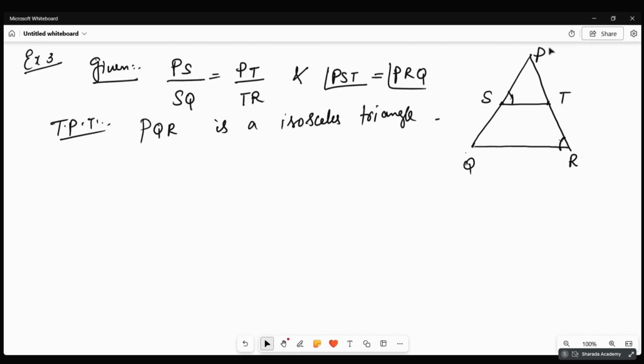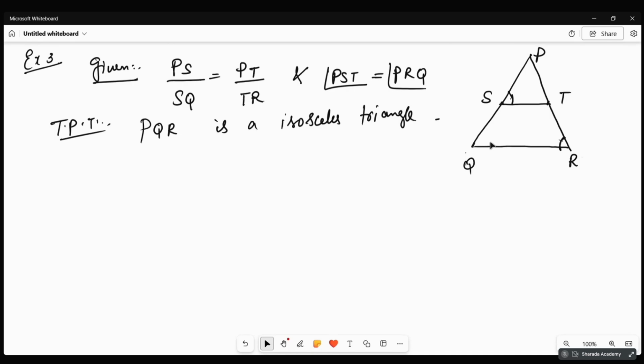From this figure, if you are able to prove PQ is equal to PR, then it is an isosceles triangle. So how to prove that? If I prove angle Q and R equal, then I can say that in a triangle, if two angles are equal, then the sides opposite to them are equal. Again, if I am able to prove Q and R equal, then the sides opposite to the equal angles will be equal. That's how I can prove.